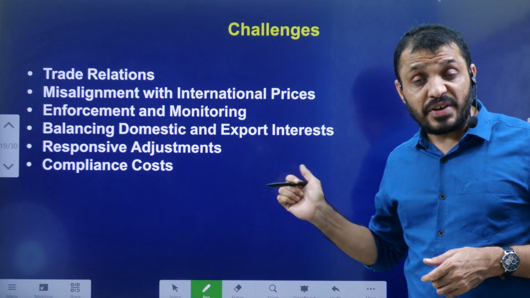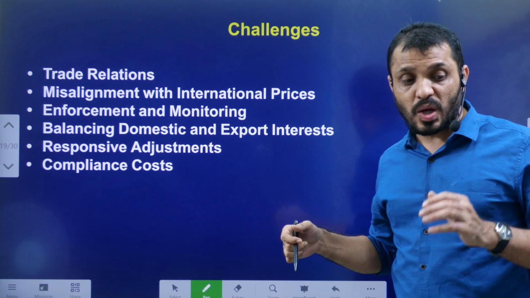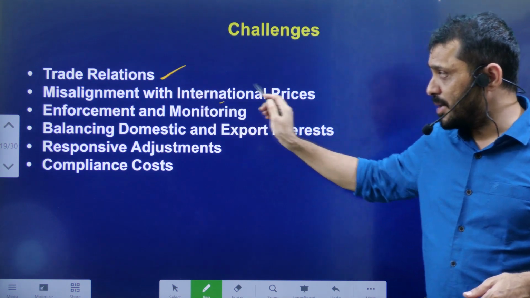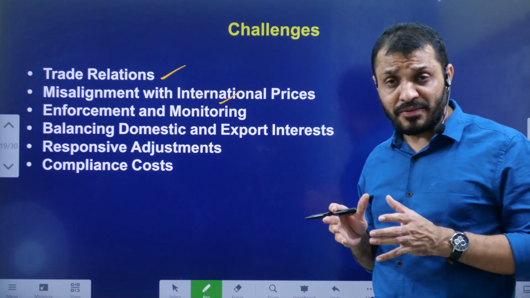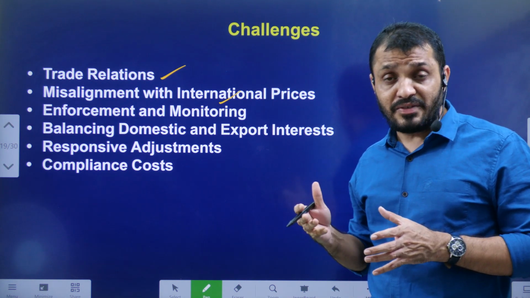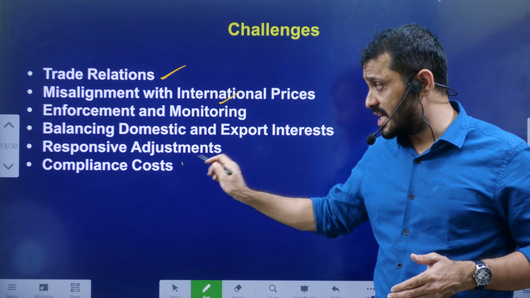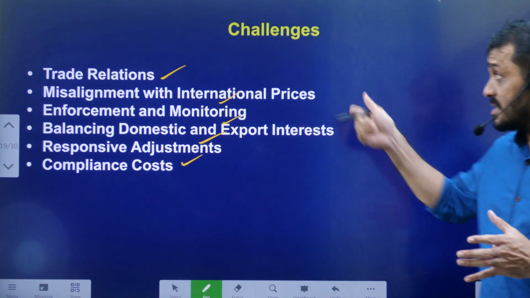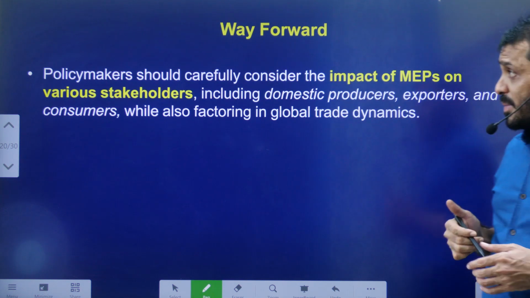Challenges. It may affect our trade relations with other countries, because we might have already promised that we will export a certain amount of rice. That will be affected, and we are losing out market to some other countries. And this is the short-sighted response. These are some of the criticisms of minimum export price.